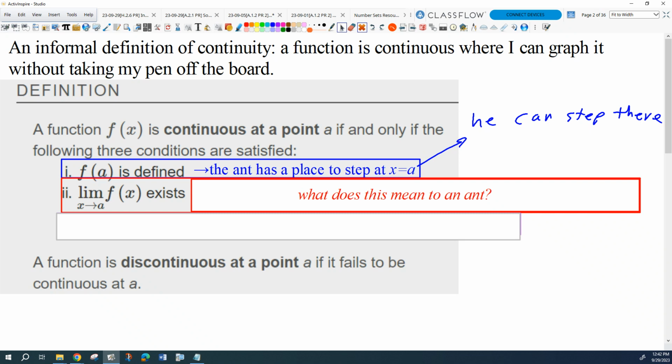That tells me something important. Slightly more than that. He's getting really close to it. I'll give you a little hint. Finish the sentence: ants approaching A from either direction will what? If the limit exists, what has to happen for a two-sided limit to exist? What's our fundamental definition of a two-sided limit?